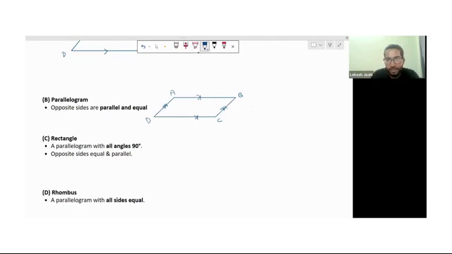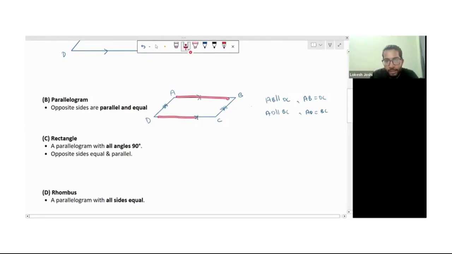In this, we have AB parallel to CD and both are equal also. Also, we have AD parallel to BC, and one more thing, AB is equal to DC and AD is equal to BC. Actually, it's the opposite sides, like AB and CD, that are parallel and equal. AD and BC are parallel and equal. So that's for parallelogram.